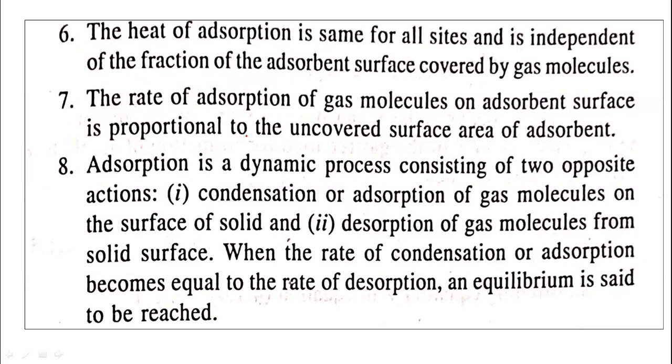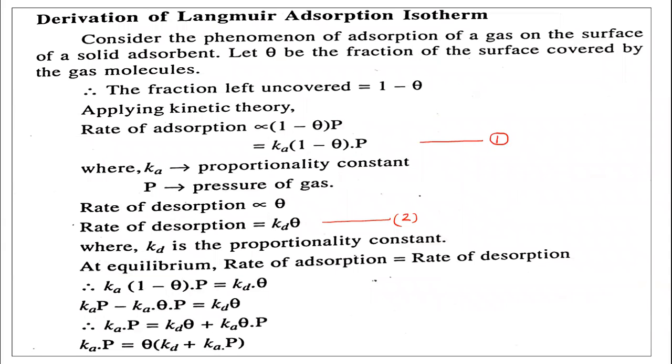The last assumption is important here. Adsorption is a dynamic process consisting of two opposite actions. The first one is adsorption of gas molecules on the solid surface, and the second one is desorption of the gas molecules. Of those molecules that are adsorbed, some leave the surface. That process is called desorption. Now, on the basis of this, I would like to derive Langmuir's adsorption isotherm.